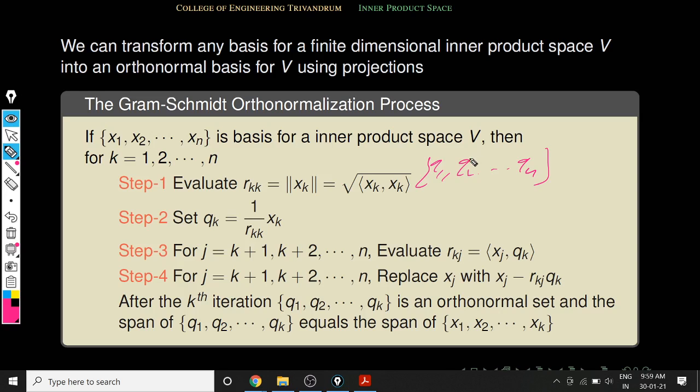Anyway, let's see this algorithm through an example. Its idea is like this. First we assume that k equal to 1, then we run all these steps. Next we assume k equal to 2, then we run all these steps again. Continuing in this way, after n iterations we get q1, q2, up to qn. That set is an orthonormal basis for the given vector space.